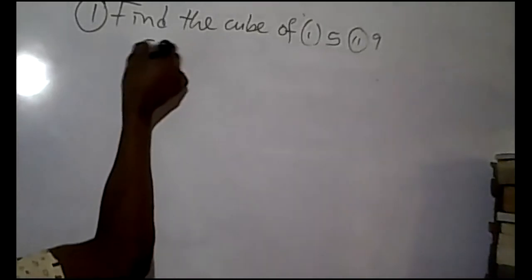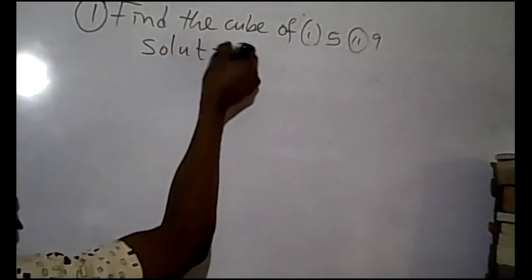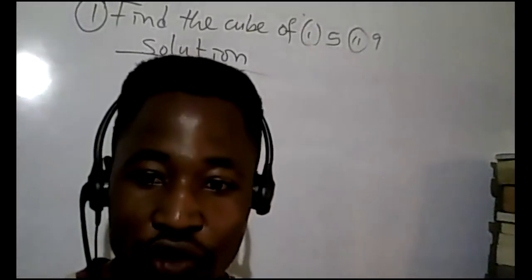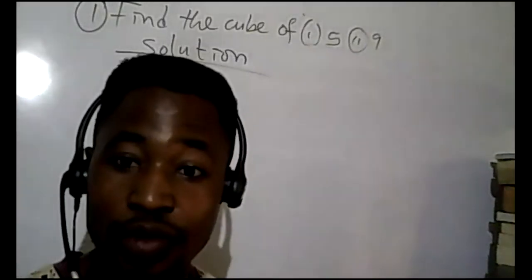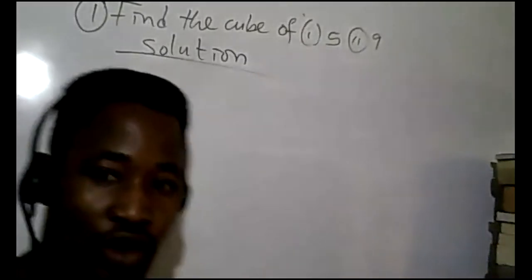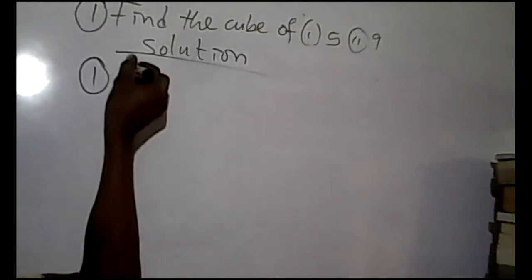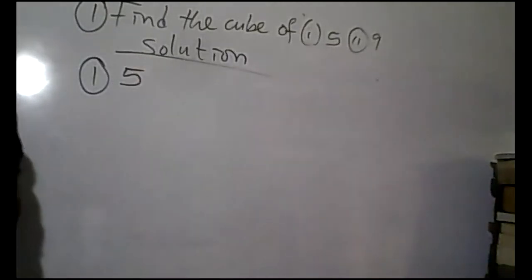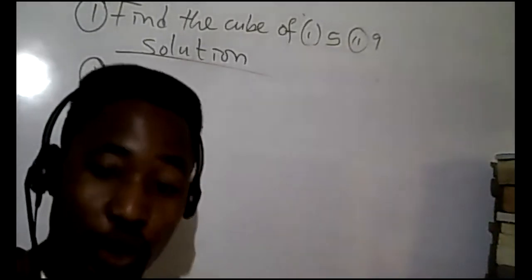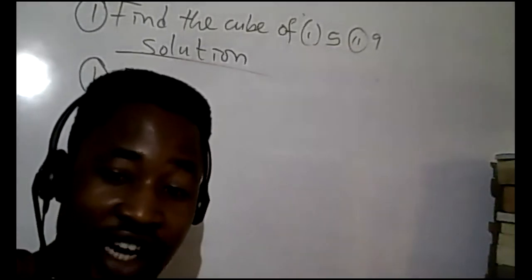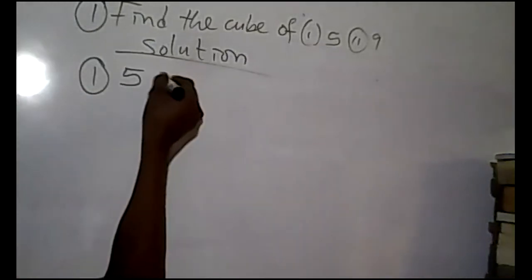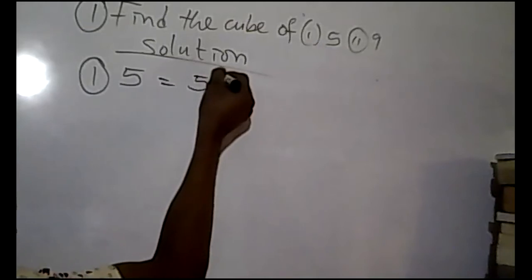So solution, because to every problem there is a solution, and to every mathematical problem you must prefer solution. There is no problem on the surface of the earth that does not have solution. Now, number 1, we want to look for the cube of 5. Like I told you, the cube of any number is that number raised to the power of 3, just like the square of any number is that number raised to the power of 2. So this is 5 raised to the power of 3.